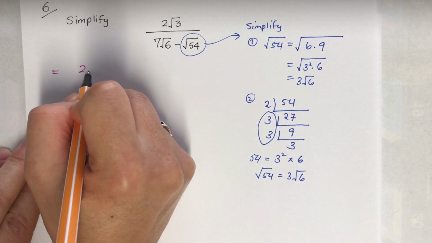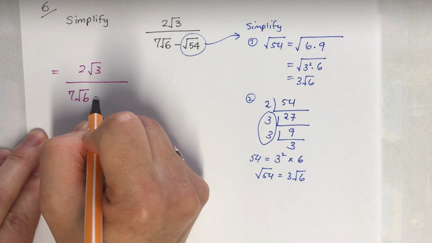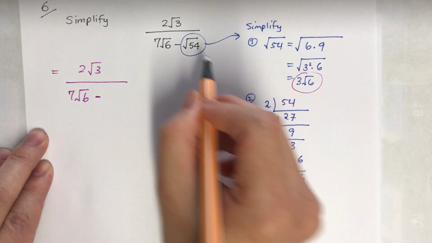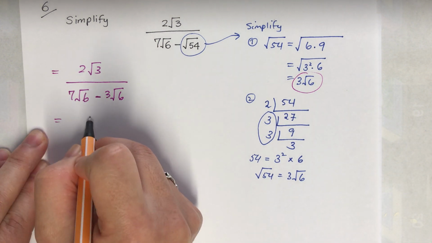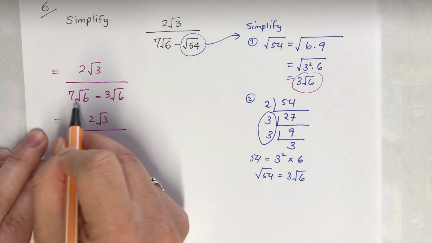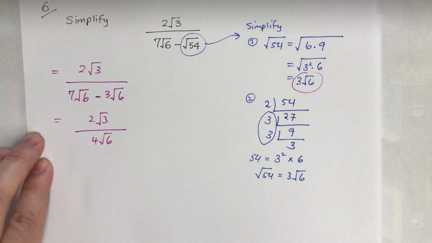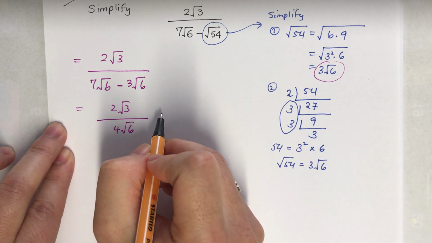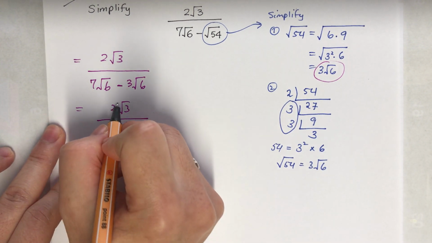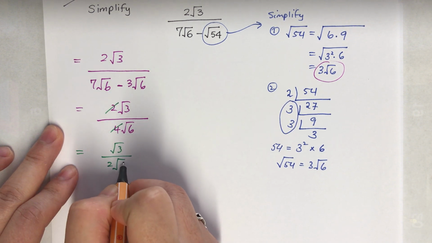So this is something that you can use and practice. So I'm going to go 2 root 3, 7 root 6 minus, now I know that root 54 is 3 root 6. Beautiful. So that will give me 4 root 6. All I have to do right now is simplify that. Root 3, 2 root 6.